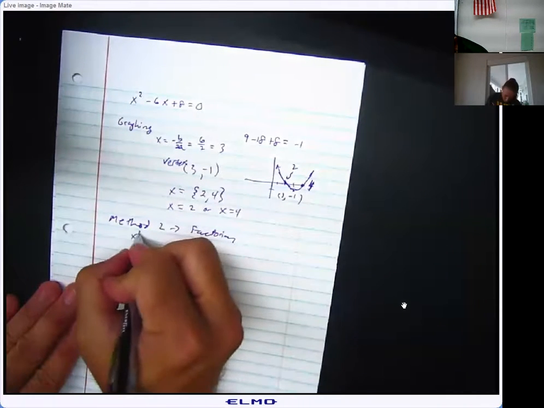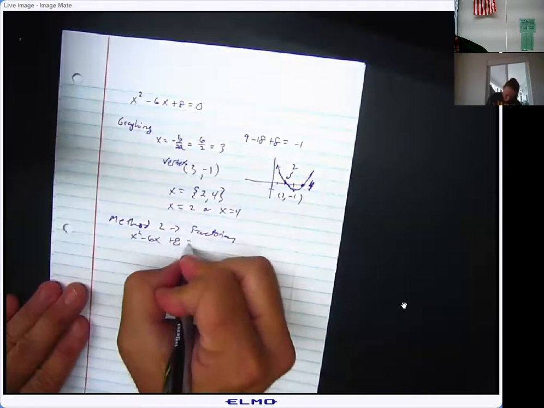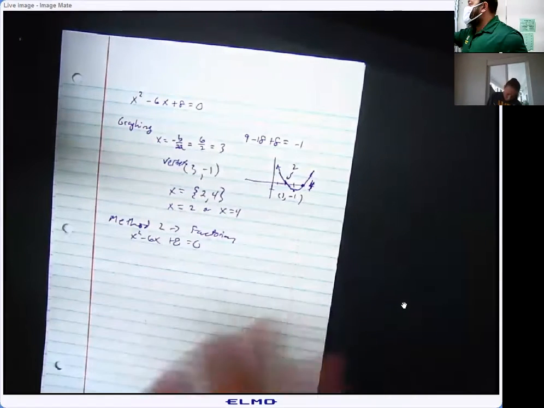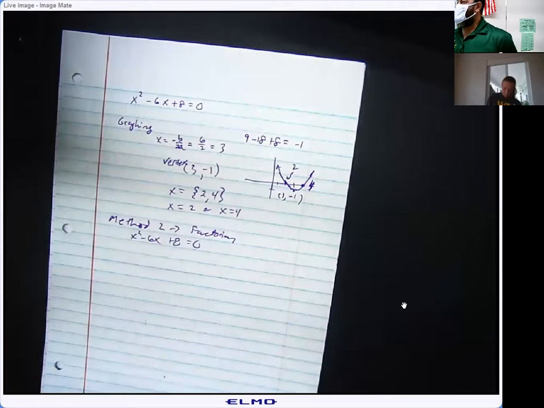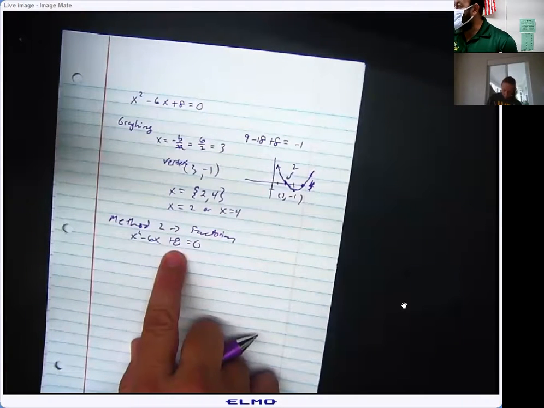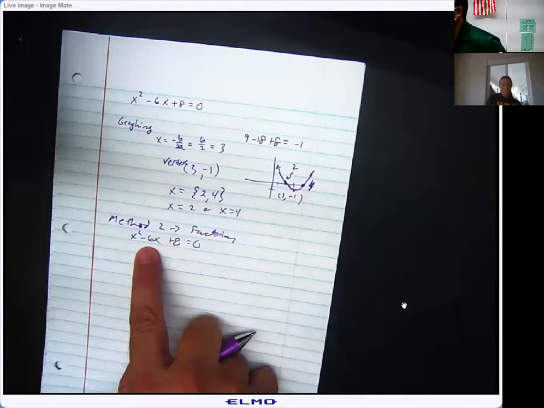See, instead of answering the problem that way, we could ask the question: give me two numbers whose product is 8, but whose sum is -6. What would they be? Whose product is +8, but whose sum is -6.